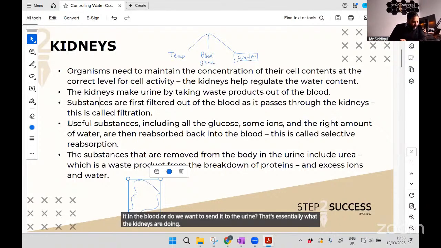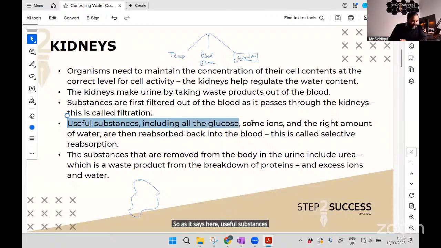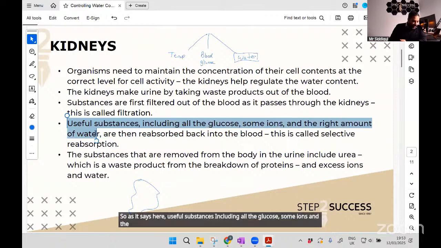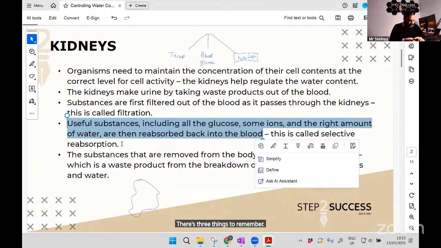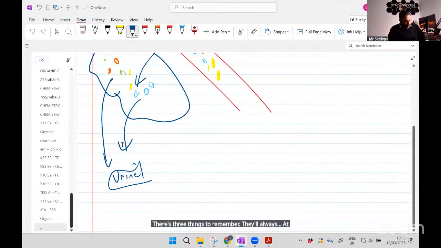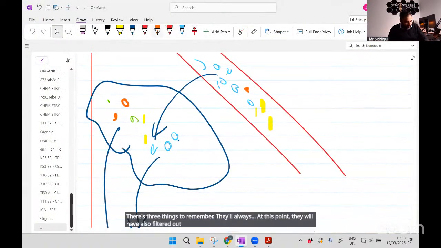So as it says here, useful substances including all the glucose, some ions, and the right amount of water, are then reabsorbed back into the blood. It's called selective reabsorption, where they decide what do we want to keep. So there's three things to remember. They'll always, at this point, they will have also filtered out. I've run out of colors.